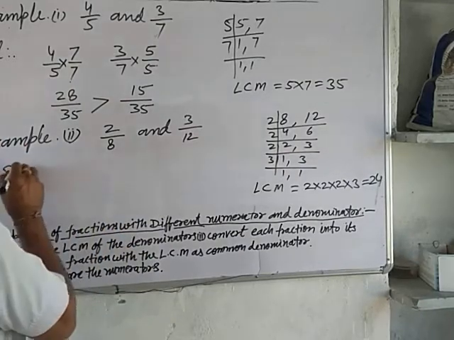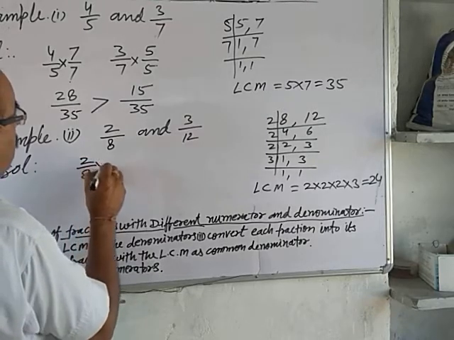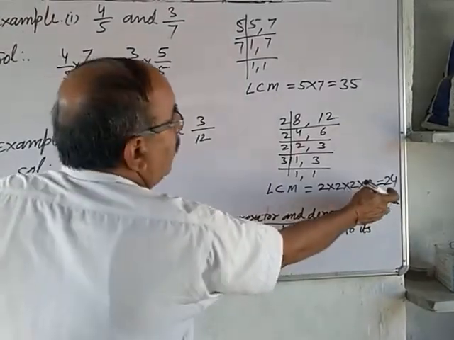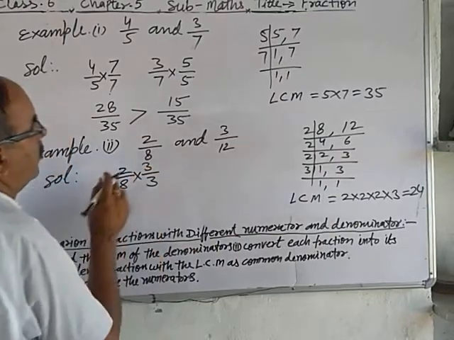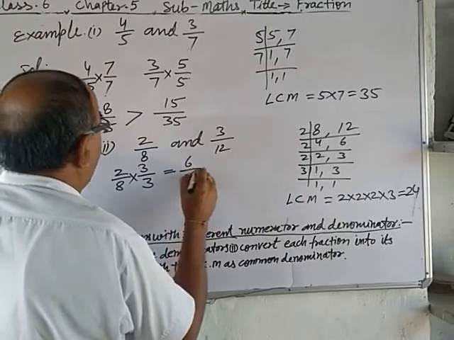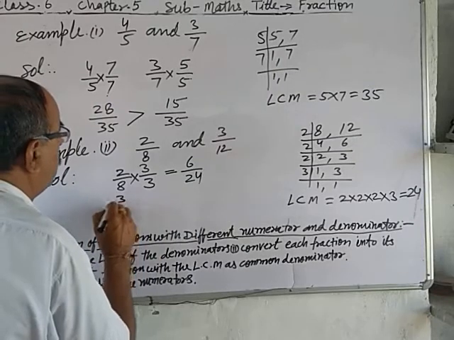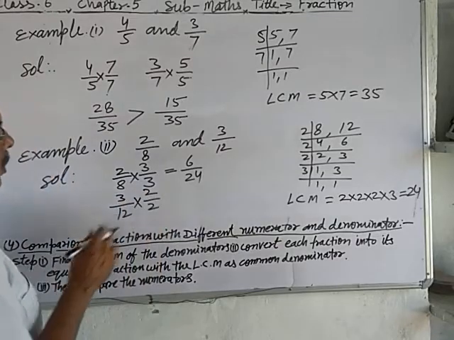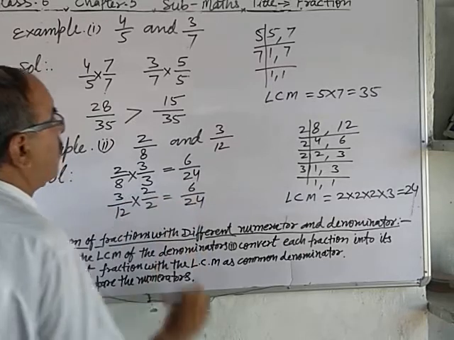The solution is 2 upon 8, multiplied by 3 to make 24. 8 threes are 24, and 3 with the numerator, it becomes 6 upon 24. And the next, 3 upon 12, multiplied by 2 and 2. 12 twos are 24 and 3 twos are 6.